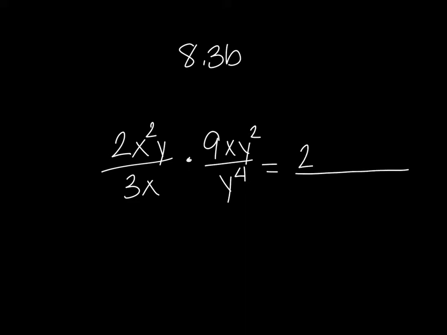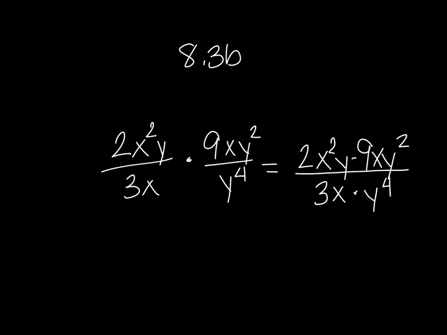So I've got 2x squared y from the first fraction times 9xy squared from the second fraction. And then on the bottom, I've got 3x times y to the fourth from the first and second fraction put together. Now, I'm going to point out right here, I put multiplication signs, but technically this is multiplication, and this is multiplication, this is multiplication. So these guys don't really have to be there. Okay, so don't feel like you have to have them or that they mean something special.